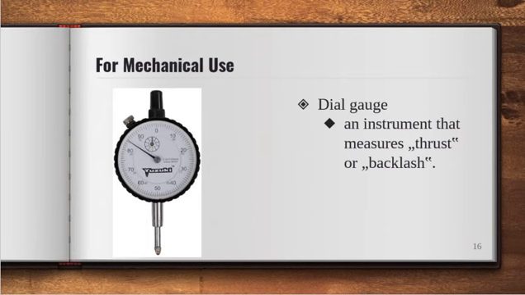Therefore, we need to have our dial gauge to get the clearance, and so with the engine valves. It is more accurate than feeler gauge. Feeler gauge is being used, but this one is even more accurate. The movement or pointer in the dial gauge determines the amount of the backlash being measured.